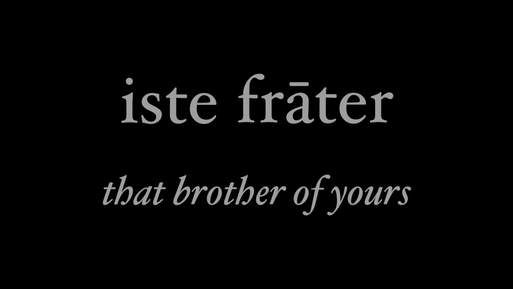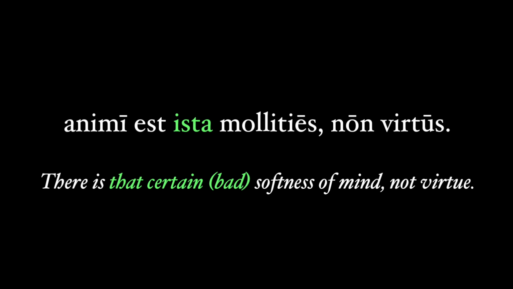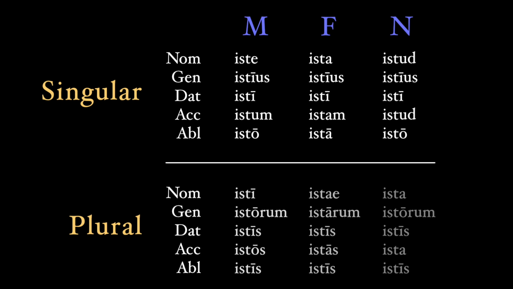And one more example of this. Caesar in Book 7 of his Gallic War writes, Animi ista mollities, non virtus. There is that certain bad softness of mind, not virtue. In summary, iste, ista, istud is declined very much like ille, illa, illud. And both of these words mean that. But iste has a bit more to it than that. It's a second person that, a that of yours, or even a negative that.